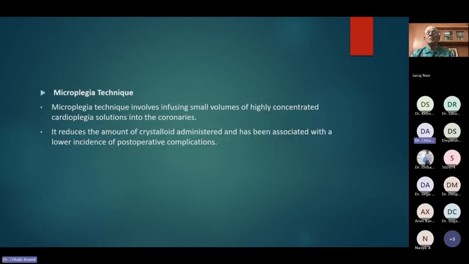Microplegia technique. The microplegia technique involves infusing a small volume of highly concentrated cardioplegia solution into the coronaries. It reduces the amount of crystalloid administration and has been associated with a lower incidence of post-operative complications.